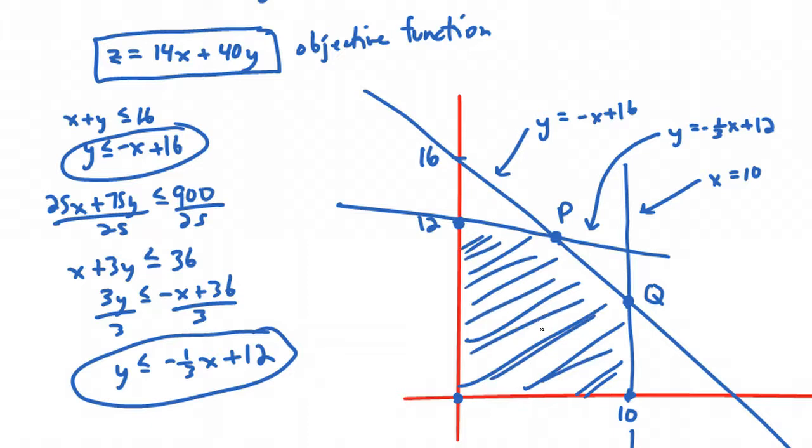Okay, this region is the region that satisfies all those properties. Now, I didn't draw in blue the line x equals 0 or the line y equals 0, but I could have. Okay, so this is the feasible region.